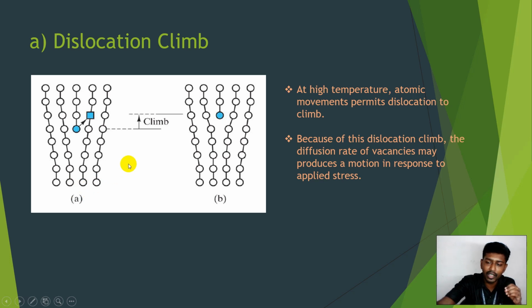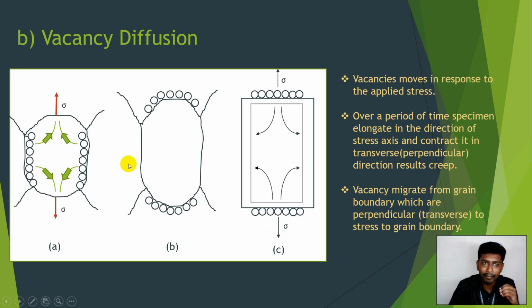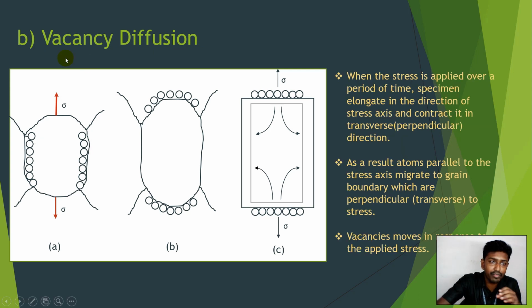Let me move to the next mechanism, that is vacancy diffusion. In order to understand vacancy diffusion, I have shown you the grains and grain boundaries. First of all, I have applied the stress here. At both ends I have applied a pull, and you can see that both ends of the boundaries are filled with atoms, and these atoms are arranged parallel to the applied stress.